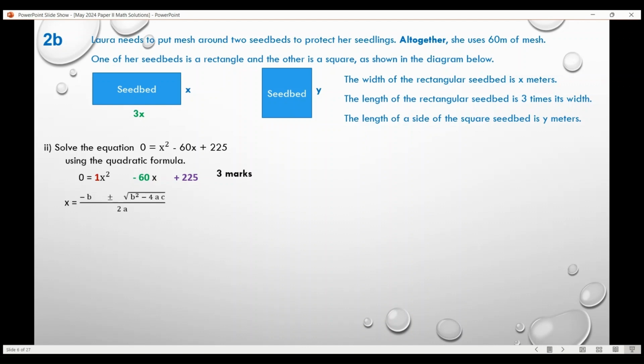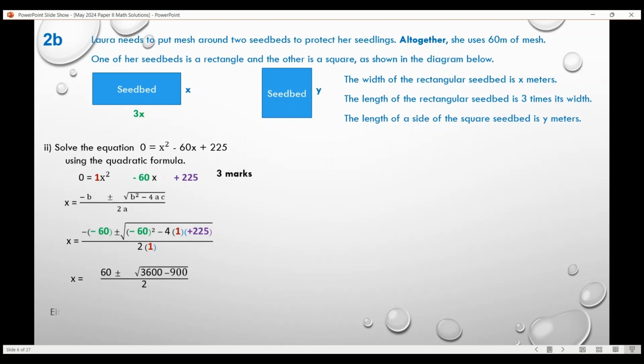And we can simply substitute because we know b is minus 60. So we can write x is equal to minus 60 plus or minus the square root of b squared, which is minus 60 squared, minus 4 times a, which is 1, times c, which is 225. So that works out to be 60 plus or minus the square root of 3600 minus 900, which is 2700, all over 2.